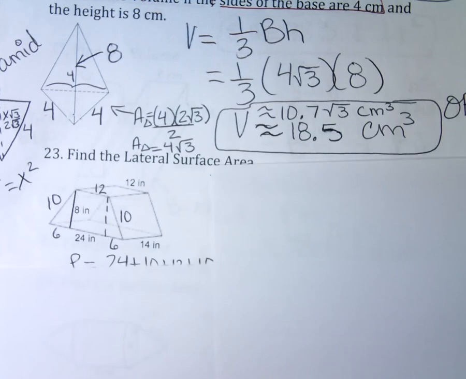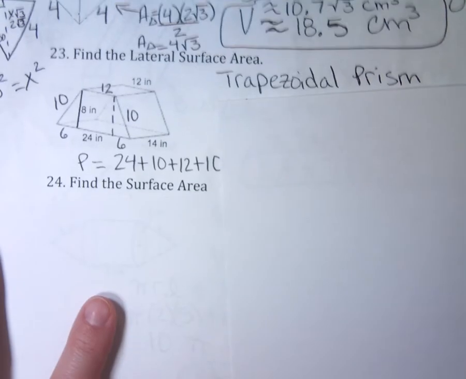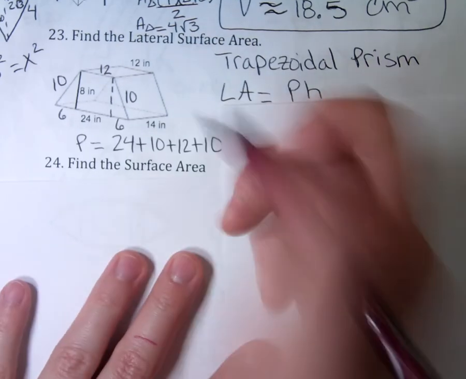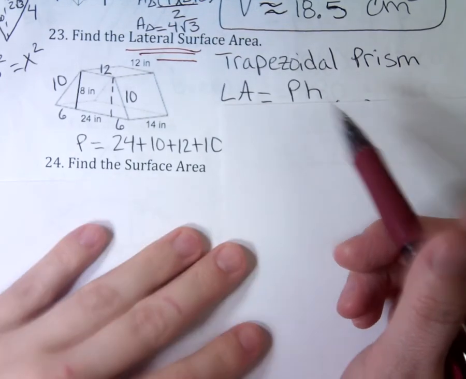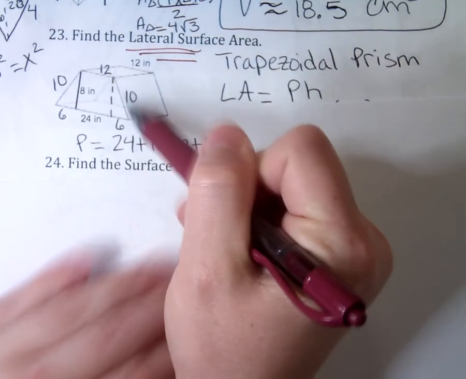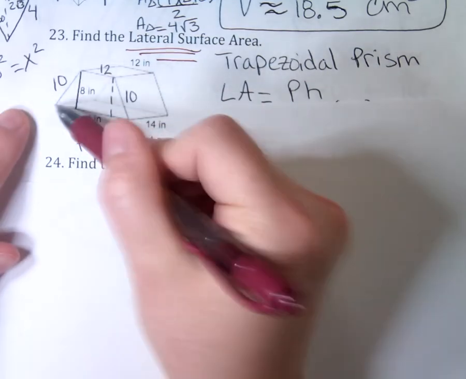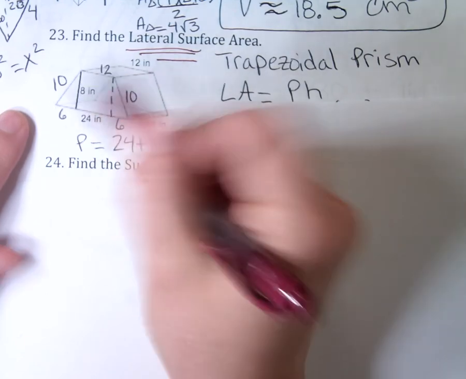Okay, the next one. I have a trapezoidal prism. Because it's a prism, I use capital P H to find the lateral surface area. Capital P stands for perimeter of the base, and I know my base is this trapezoid, so I just need to know what all the sides are. I knew this one was 24, I knew this one was 12. The problem is I didn't know these two sides.